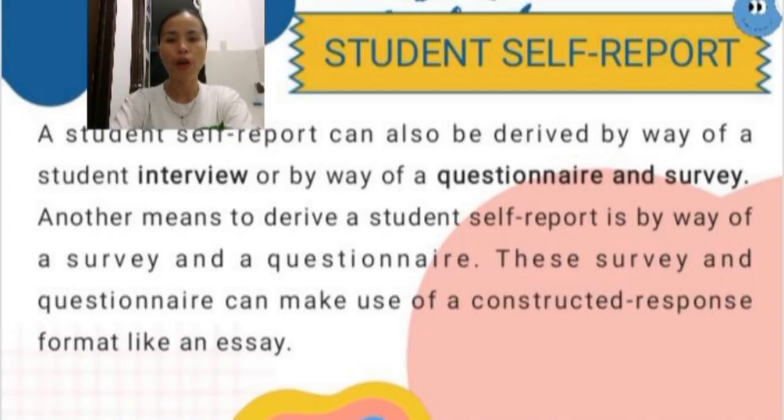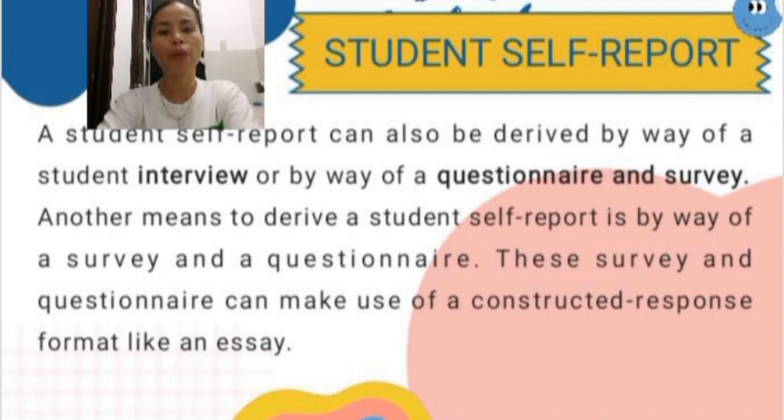For the continuation of the student self-report. So student self-report is like when we have a student interview or student survey and questionnaire. So student interview is an opportunity where teachers have direct involvement with the student. This is where teachers can probe and respond for a better understanding. This is the time where teachers have an interview with the student. So there is direct involvement.